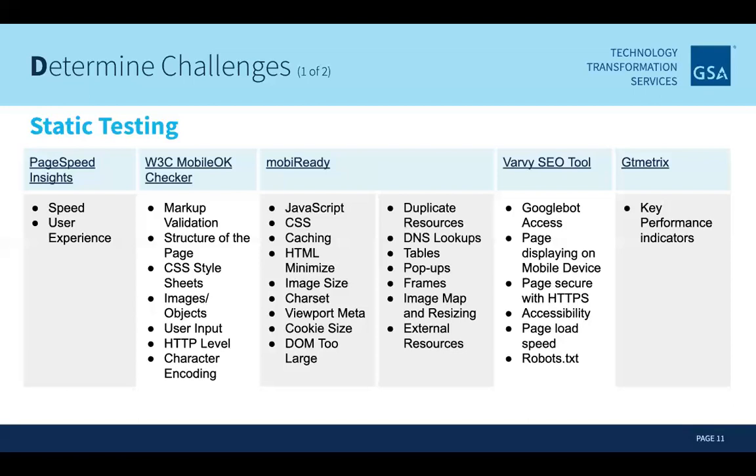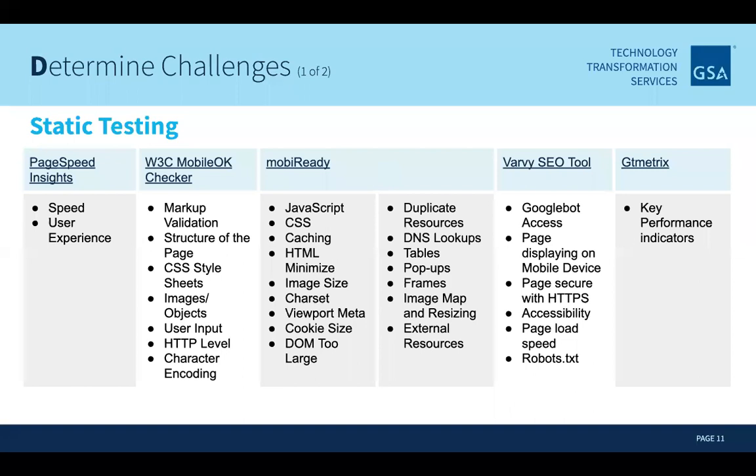There's Mobi-Ready that's out there. This one specifically looks at JavaScript, CSS, and caching. These are important things when it comes to becoming mobile friendly, but they're a little different than what we've seen in the other tools. Finally, there's the Veriv SEO tool. This looks at Googlebot access. So see, this is using a different algorithm to take a look at your site. So of course it's going to bring out some different things, challenges, and we know that everything it pulls out doesn't necessarily have to be fixed. And we'll talk about that later.